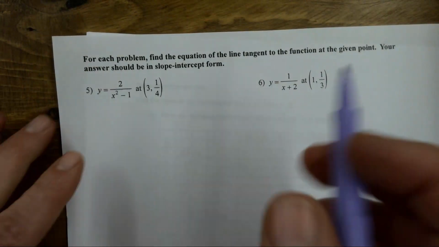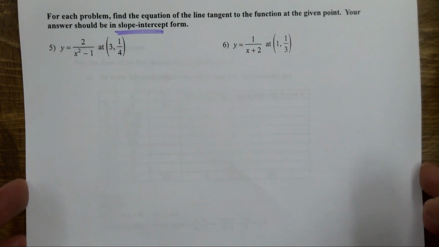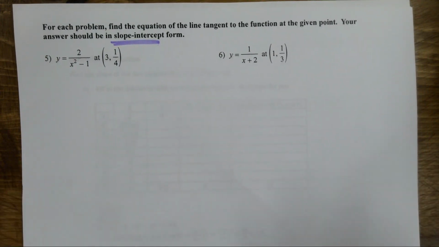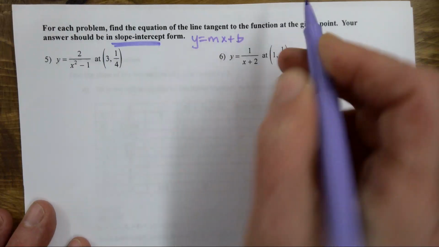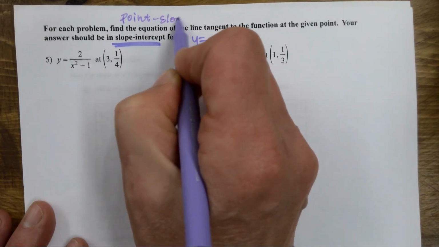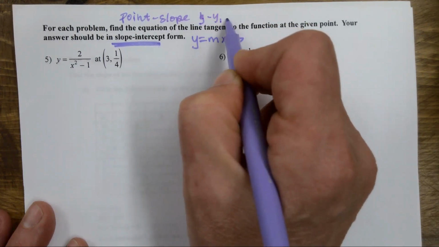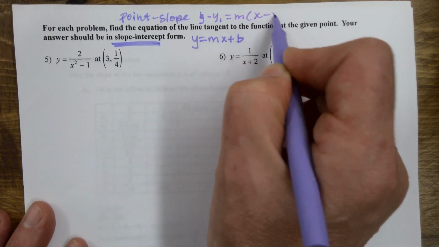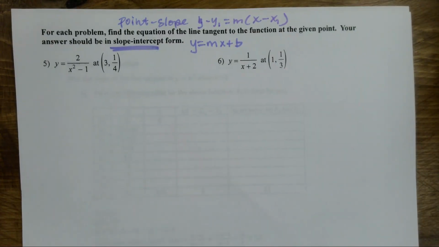This one says slope intercept form, but I'm going to use point slope form to get there. Remember, slope intercept form is y equals mx plus b. Point slope form that I'm going to use to get there is y minus y1 equals slope times x minus x1. So those are the two things that I'm going to be working with.